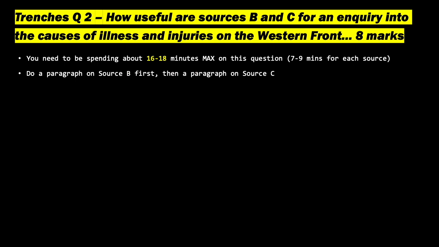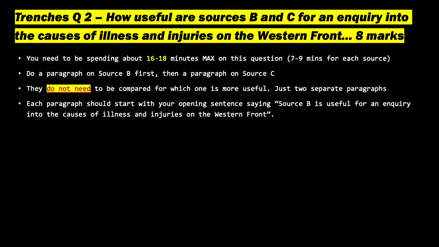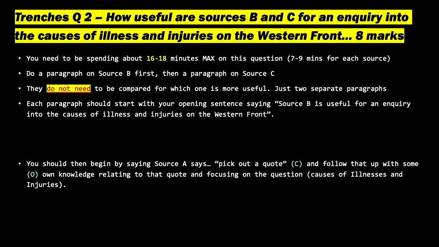Do a paragraph on source B first and then a paragraph on source C. Try not to mix or merge your paragraphs. Make it nice and clear to the examiner that this one is source B and this paragraph is source C. You do not need to compare them. You don't need to say which one's more useful or which one's better. Just two separate paragraphs. Okay. Each paragraph should definitely be starting with source B is useful for an inquiry into the causes of illness and injuries on the Western Front, because that's the words of the question. Whatever the words of the question is, always start with source B is useful for an inquiry into, and whatever the words of the question are.